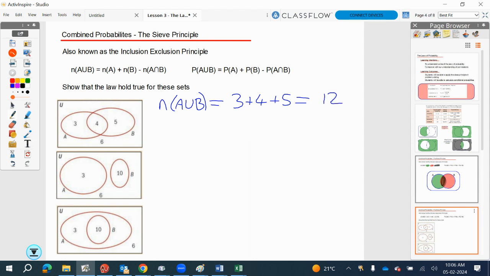So then we need to show this bit. So how many elements are in A? How many elements are in B? And how many elements are in the intersection? So in A, how many are in A? 7. 3 plus 4. Okay, make sure you're paying attention to me and what's going on the board right now.